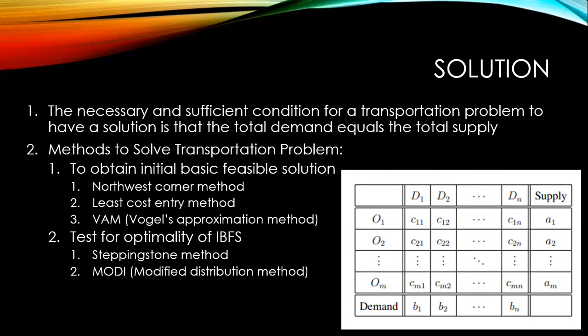So how do we solve this and get an optimum solution? The theorem is that the necessary and sufficient condition for a transportation problem to have a solution is that the total demand equals the total supply. So the total supply, A1 plus A2 till An, and the total demand, B1 plus B2 till Bn, are equal. If they are not equal, we need to add a dummy row or a dummy column as the case may be. And there are methods of manual solution of a transportation problem.